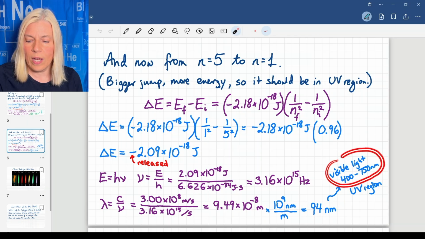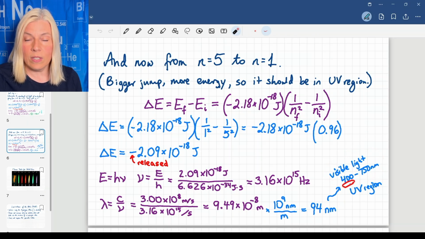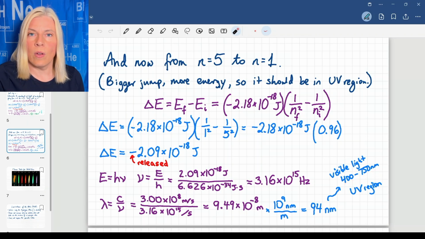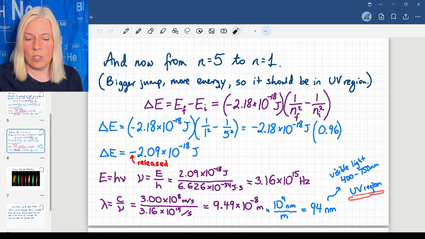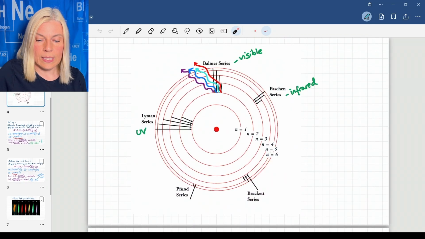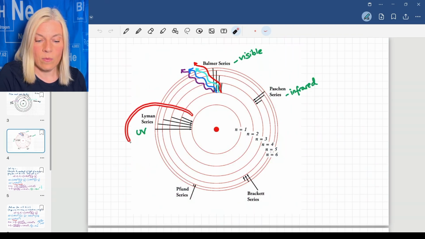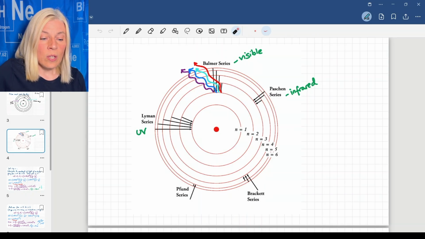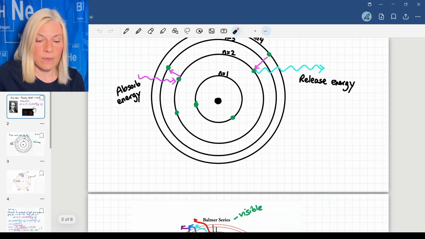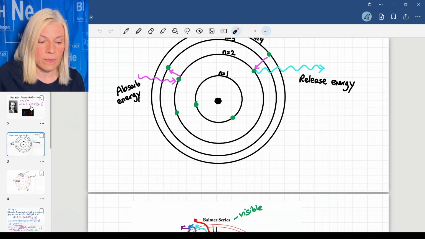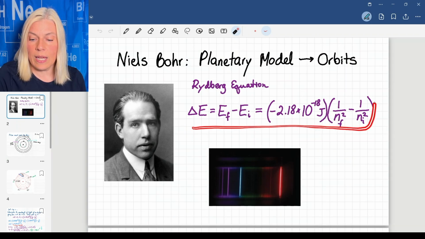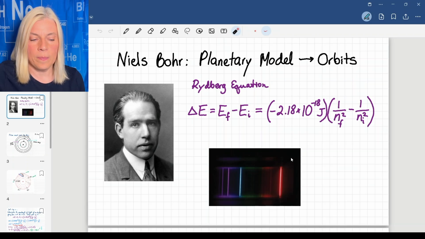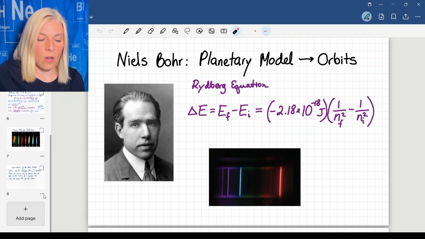Visible light is between 400 and 750. 400 is violet, 750 is red. So this is what's more than violet, ultraviolet, UV region. And this is exactly what this light says. If you're going to anywhere in n equals 1, you will wind up in UV region. Try it. So Bohr says, I can explain this math, and using this equation, I can actually explain what's going on, why we have this emission spectra, where the electrons are. So Bohr says electrons are on orbits.